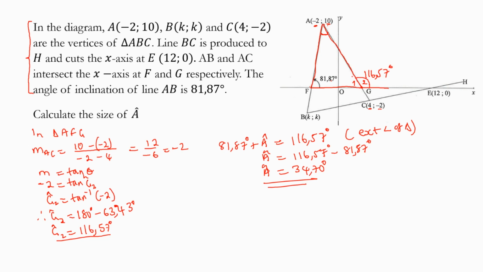Or you can even use this angle here. We got that it is 63.43, and then using the angle sum in a triangle, the sum of the interior angles of a triangle, we can find angle A. We say 81.87 degrees plus 63.43 degrees plus angle A is equal to 180 degrees. Then if you solve for A, you'll get this answer here. So that's what you're supposed to do there.